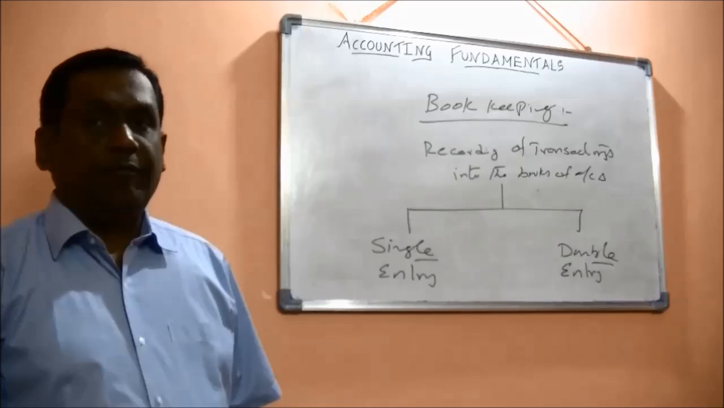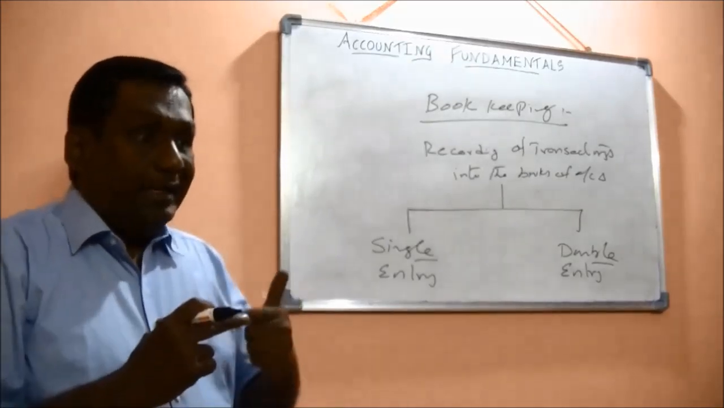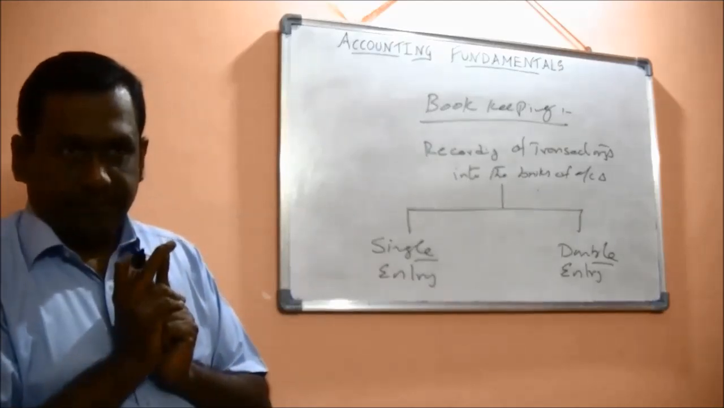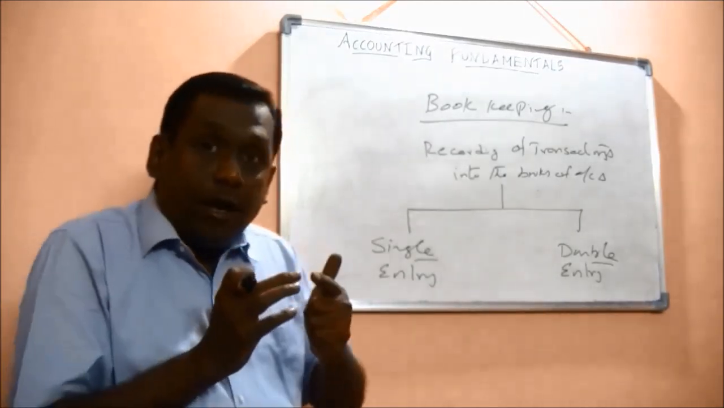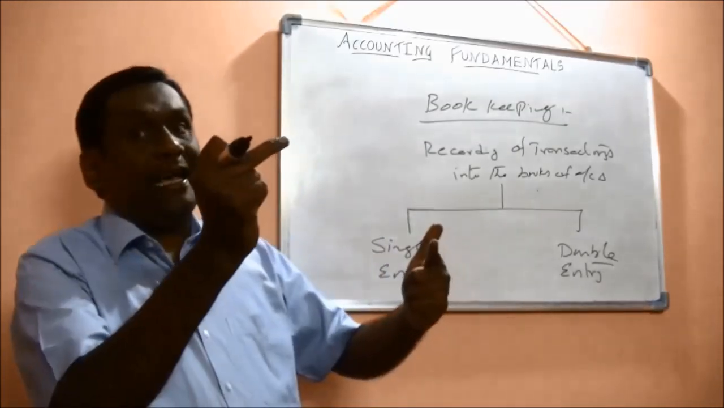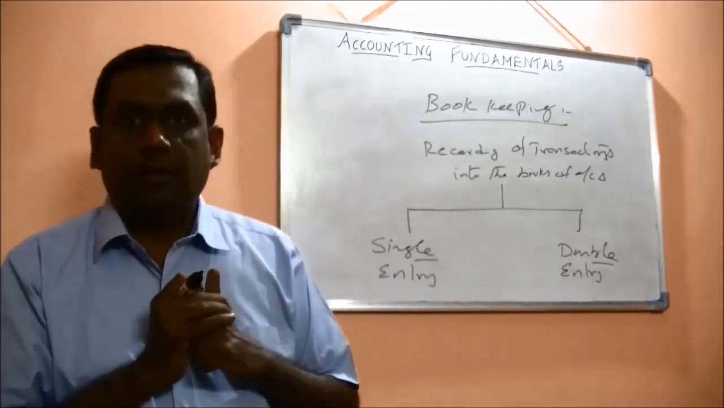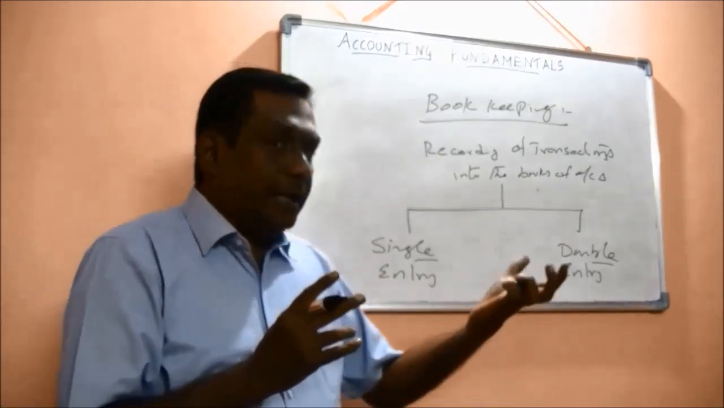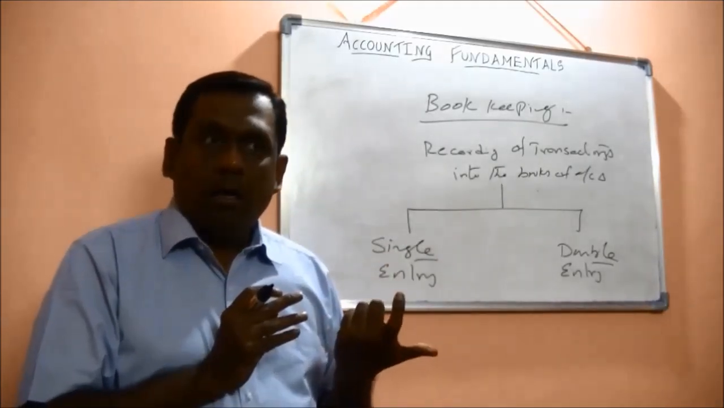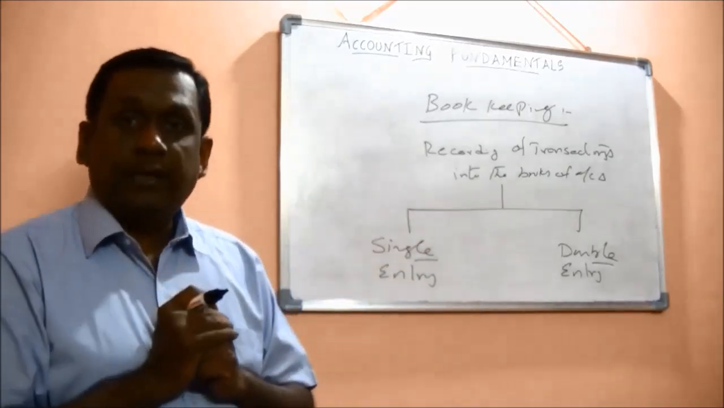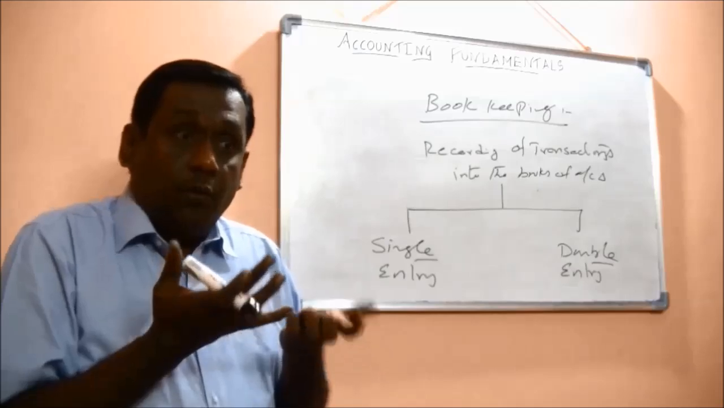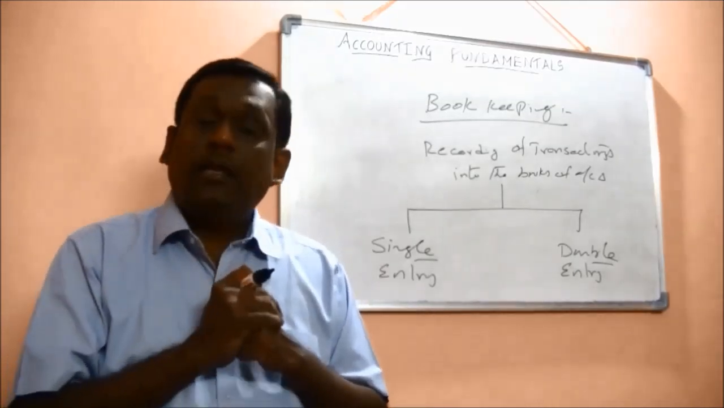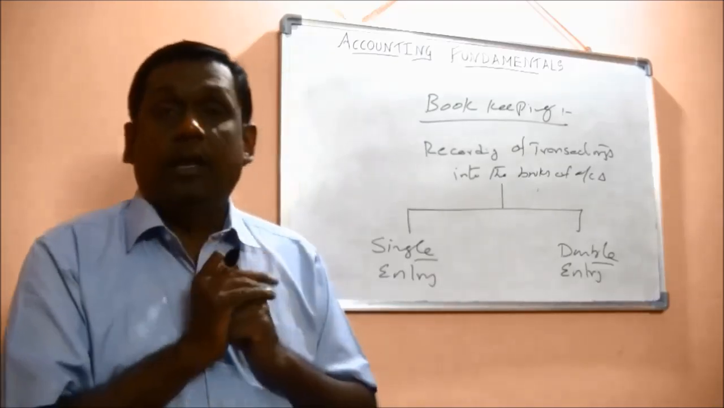What do you mean by single entry system of bookkeeping? Recording either debit or credit aspects into the books of accounts is known as single entry system of bookkeeping. That means you will be recording either the receiving aspect or the credit aspect. At times we may record both aspects also into the books of accounts in single entry. So that is the reason single entry system is not a popular system of bookkeeping.